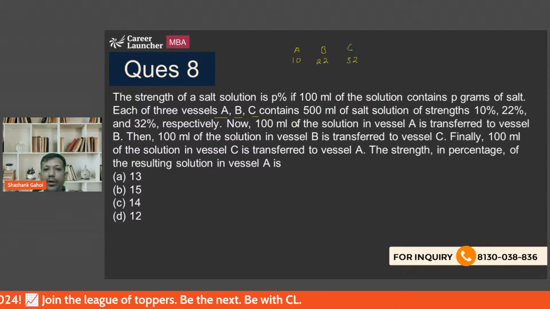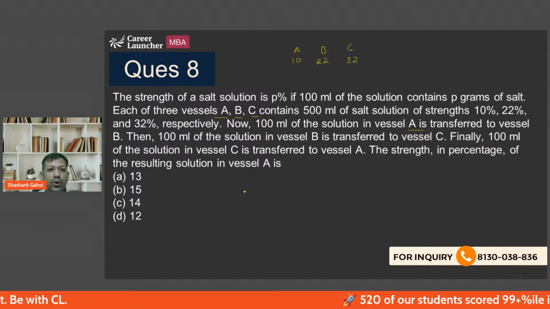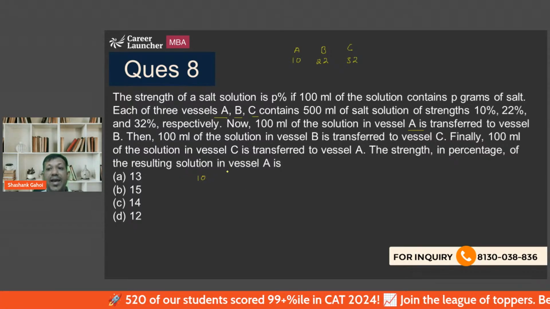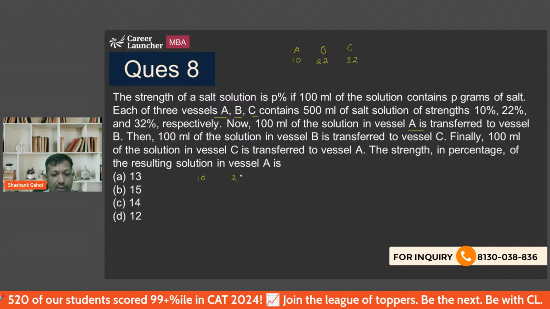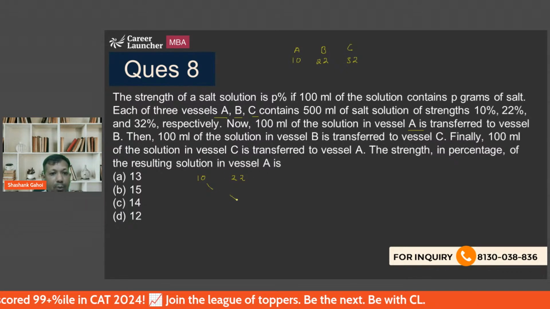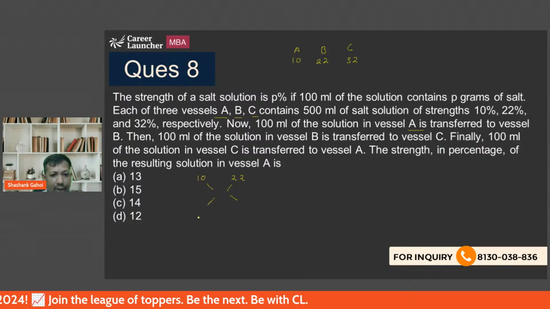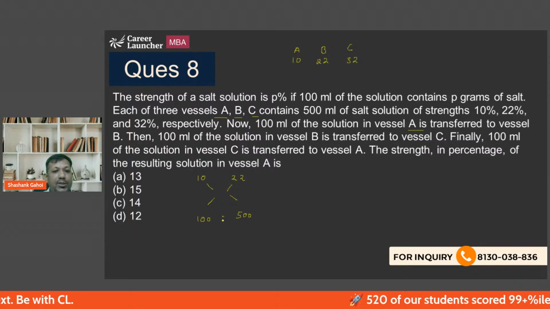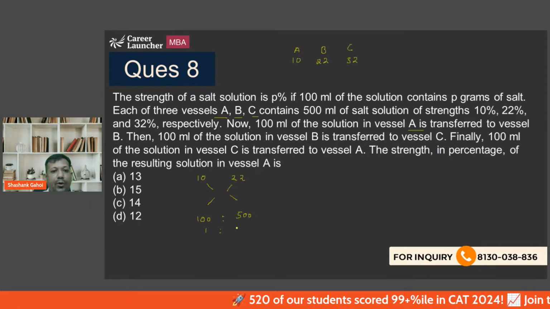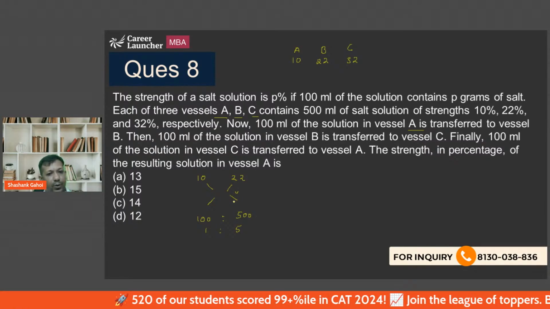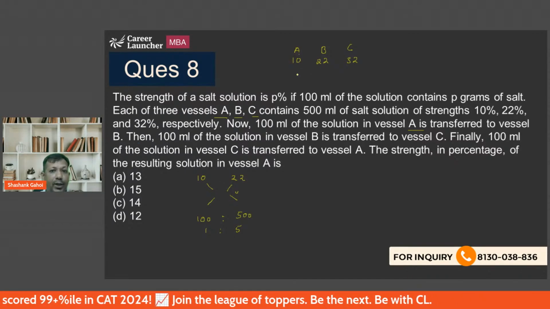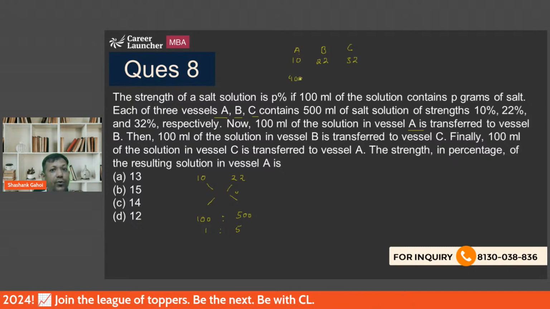Now 100 ml of solution A is transferred to vessel B. So 100 ml of A, which has 10%, is added with B, which has 22%. The quantity of A is 100, and the quantity of B is 500. So these are being mixed in the ratio of 1:5. Now I need to calculate this value. When I am taking out 100 ml from A, the quantity left in A is 400 ml.